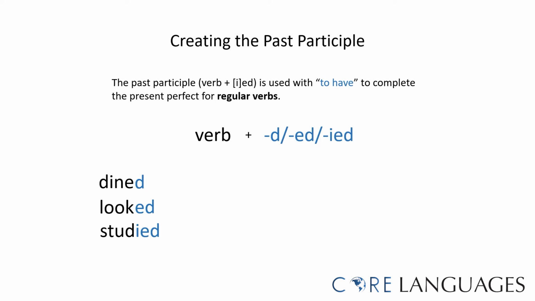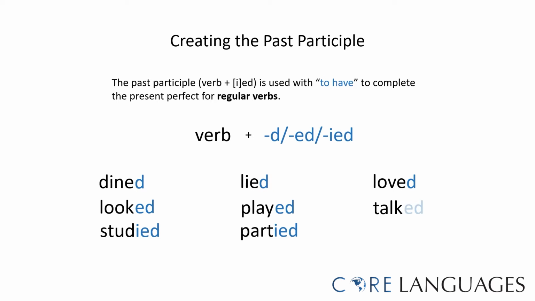Here are a few more examples of the past participle of regular verbs. Lie, lied. Play, played. Party, partied. Love, loved. Talk, talked. Rely, relied.